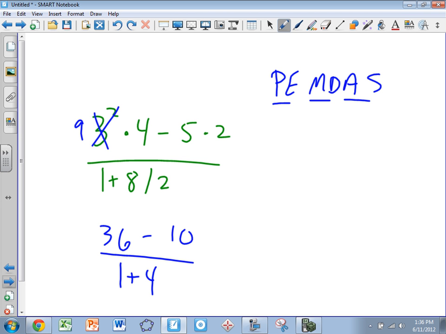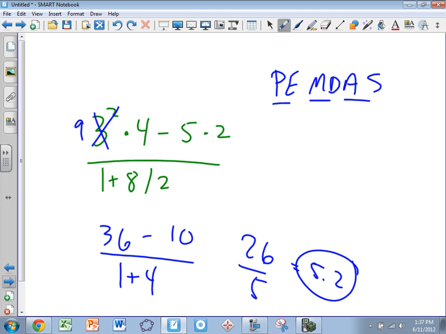Okay, so you always do it. Whenever you see addition and subtraction, let them go until the very end, unless they're inside of parentheses, which you have to do first, because parentheses is first. Then you just do 26 over, what is that? 5. Okay, 5.2. Those are what your problems are going to look like.